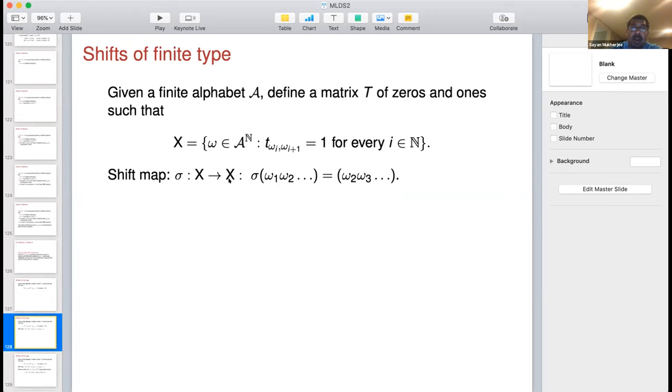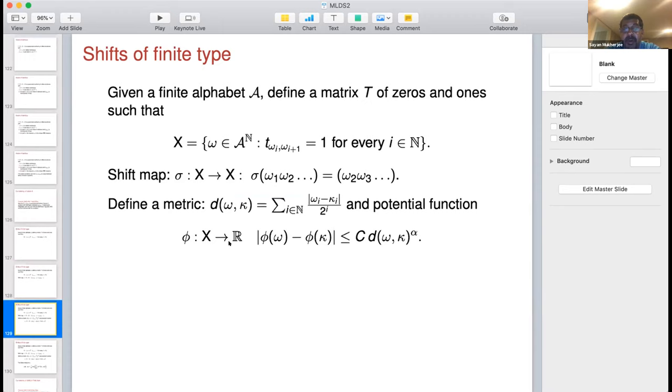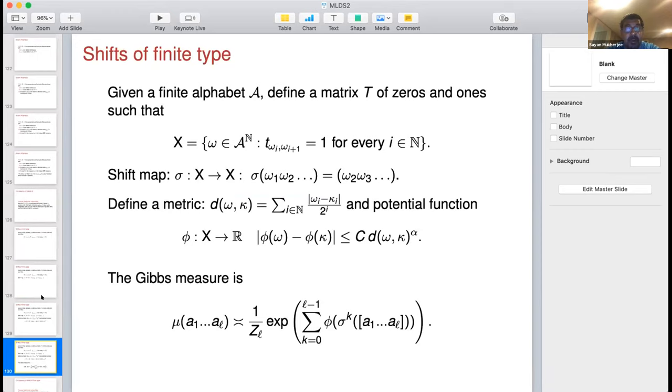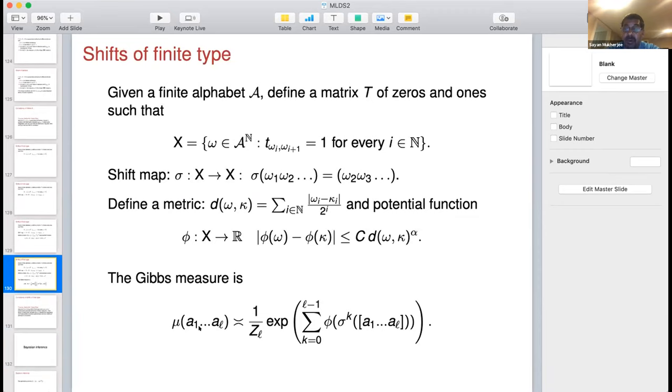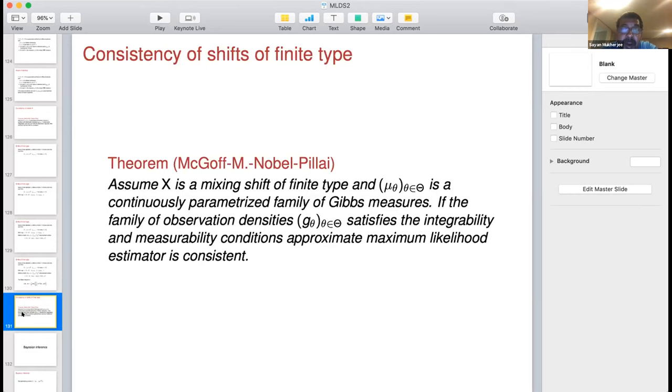And then you can define a metric or a potential function which has some smoothness. And there's something which we'll talk about very soon, I'm gonna talk about a lot more, is a Gibbs measure. So this Gibbs measure is a limiting measure, right? It is well-defined in shifts of finite type. And this is often called also the SRB measure, okay? And this is basically the stationary distribution. Okay, X is a mixing shift of finite type. It's a continuous parameterized family of Gibbs measures. If the observation satisfies integrability, then you have an approximate maximum likelihood.